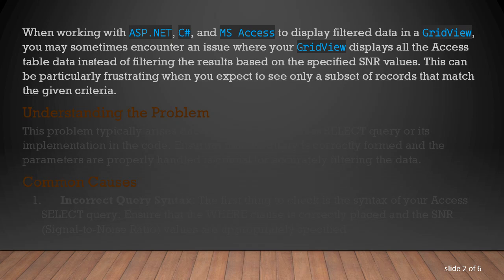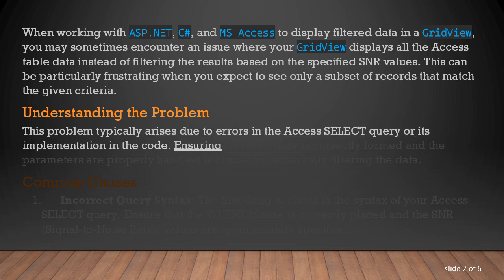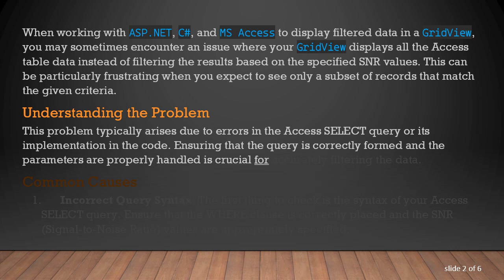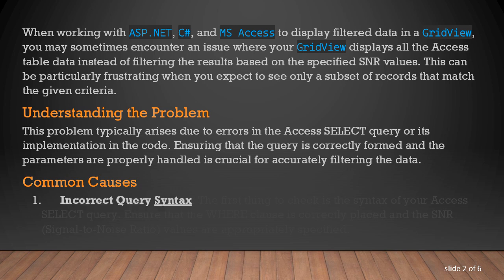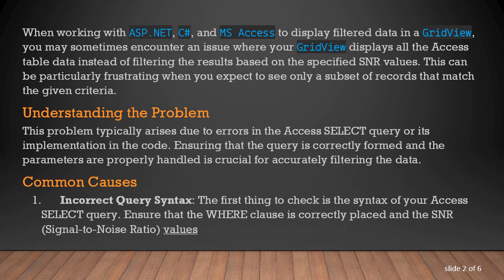criteria. Understanding the problem. This problem typically arises due to errors in the Access Select query or its implementation in the code. Ensuring that the query is correctly formed and the parameters are properly handled is crucial for accurately filtering the data. Common causes. Incorrect query syntax. The first thing to check is the syntax of your Access Select query. Ensure that the WHERE clause is correctly placed and the SNR, signal-to-noise ratio, values are appropriately specified.